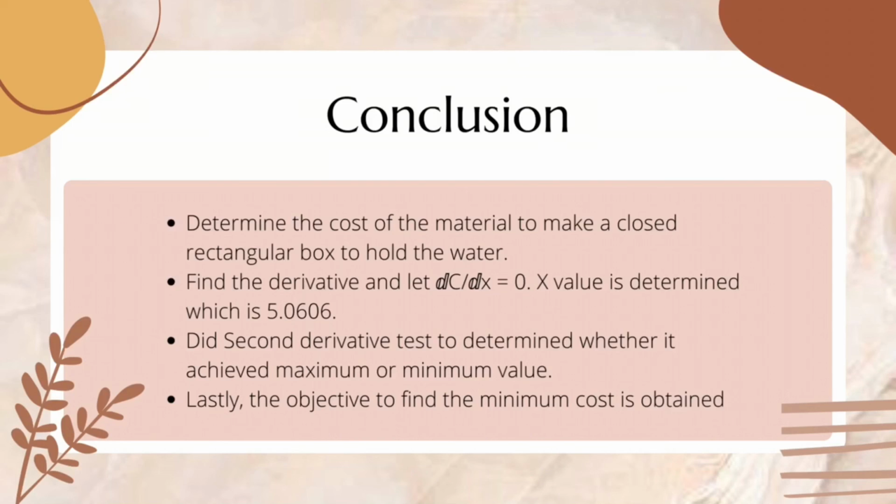However, to construct a function, we must fully analyze and understand the question. From the problem statement in this project, firstly, we should determine the cost of the material to make a closed rectangular box to hold water. Next, find the derivative and let dC over dx equal 0. The x value is determined, which is 5.0606. Furthermore, the second derivative test is used to determine whether it achieves a maximum or minimum value. In this case, a minimum value is achieved. Lastly, the objective to find the minimum cost is obtained.